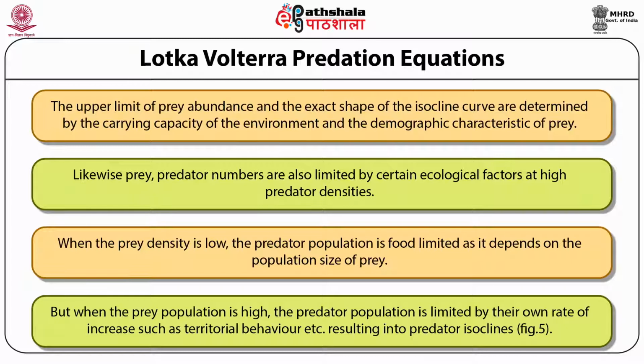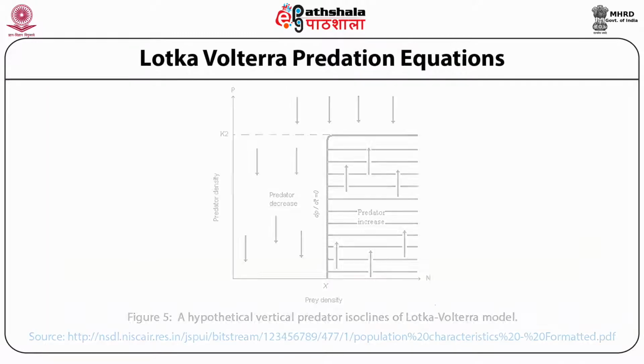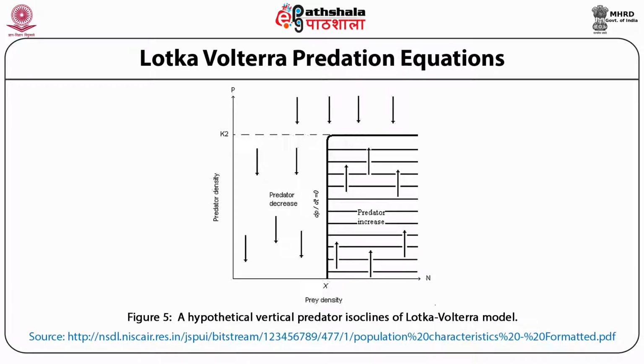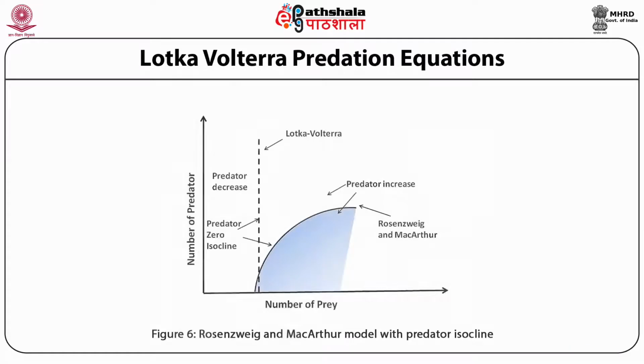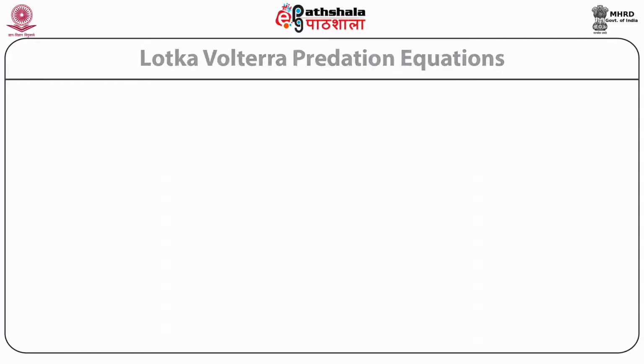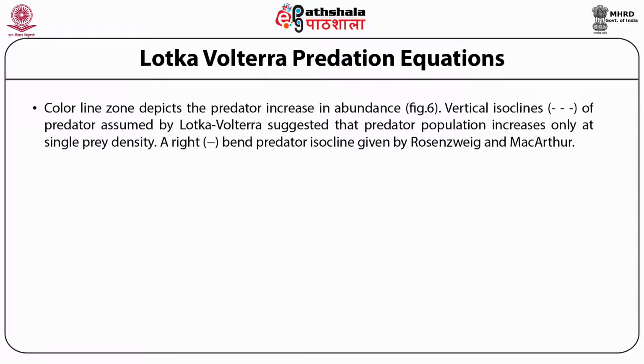We can see in figure number 5. This figure represents a hypothetical vertical predator isocline of the Lotka-Volterra model. This figure represents the Rosenzweig and MacArthur model with predator isocline. The colored zone depicts the predator increase in abundance. We can see in figure number 6.